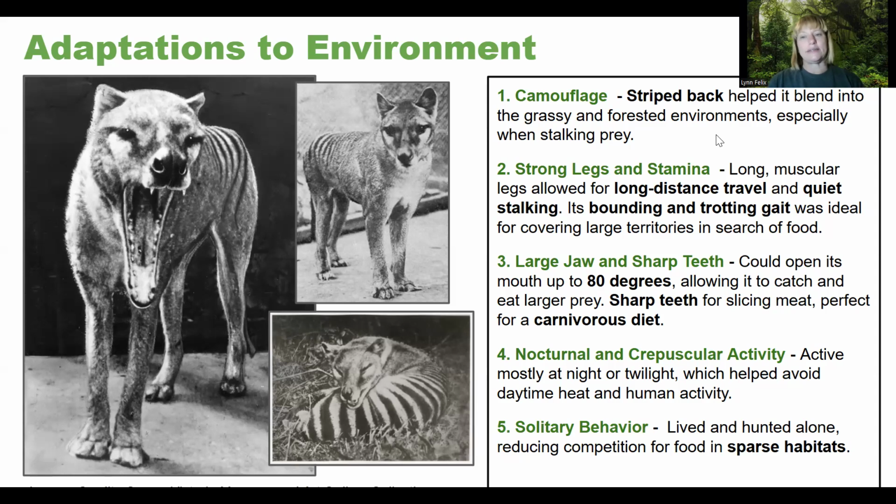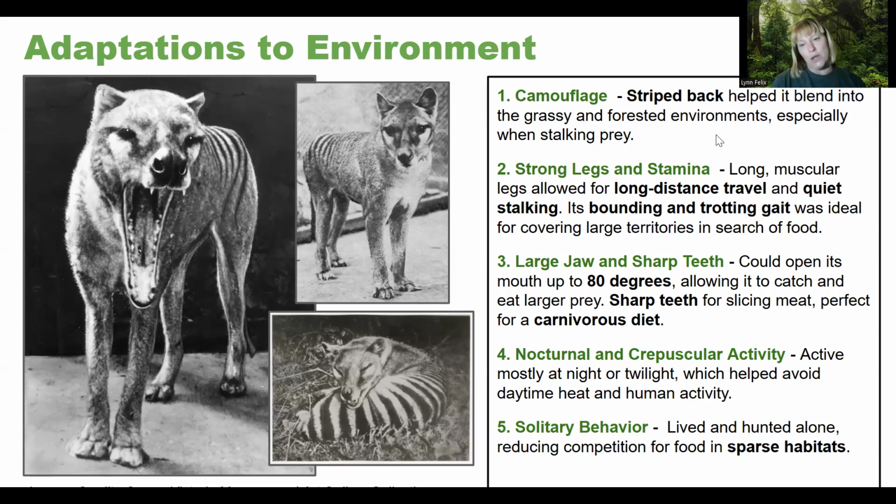It had strong legs and stamina. Long muscular legs allowed for long distance travel and quiet stalking. Its bounding and trotting gait was ideal for covering large territories in search of food. Its large jaw could open up to 80 degrees, allowing it to catch and eat larger prey. It had sharp teeth for slicing meat, perfect for a carnivorous diet.